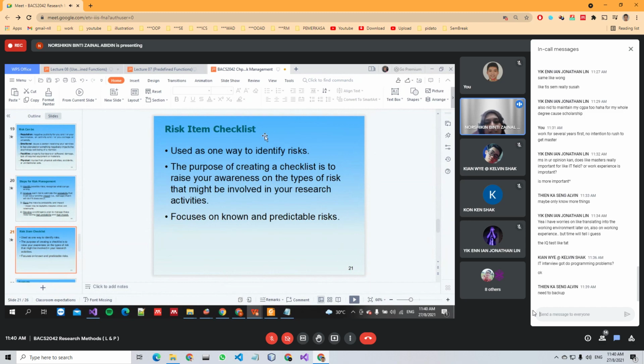Okay, a risk item checklist is used as one way to identify risk. The purpose of creating a checklist is to raise your awareness of the types of risk that might be involved in your research activities. Focus on known and predictable risk. That means we already list and identify our risks, so we are aware of our risks.